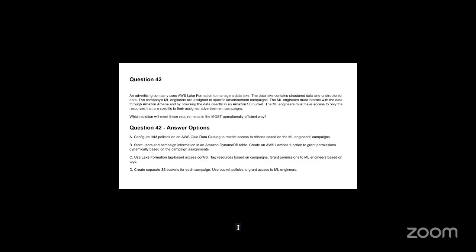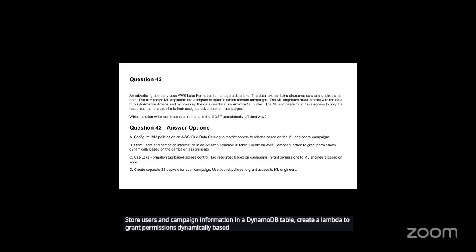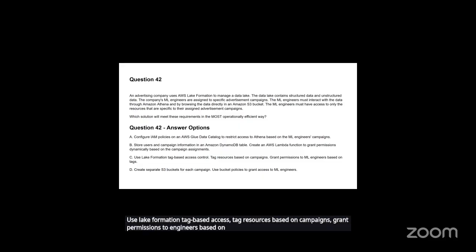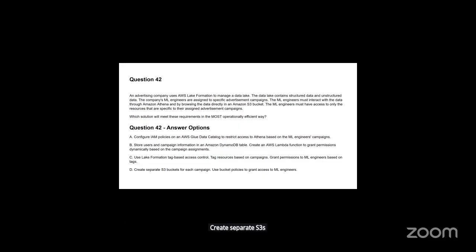A: IAM policies on a Glue Data Catalog to restrict access to Athena. B: Store users and campaign information in a DynamoDB table. Create a Lambda to grant permissions dynamically based on the campaign. C: Use Lake Formation tag-based access. Tag resources based on campaigns. Grant permissions to engineers based on the tags. D: Create separate S3 buckets for each campaign. Use bucket policies to grant access to the engineers.